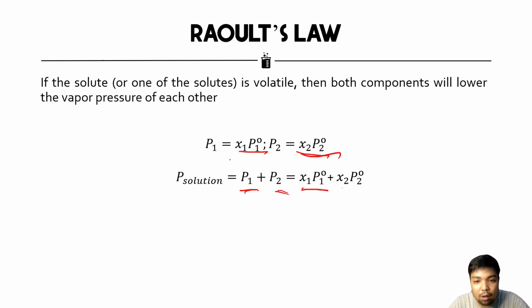So this will be your working expression, your working equation, in determining the vapor pressure of your solution if all of your components in your solution are volatile, or if two or more components in your solution are volatile. So I will show you an example here.